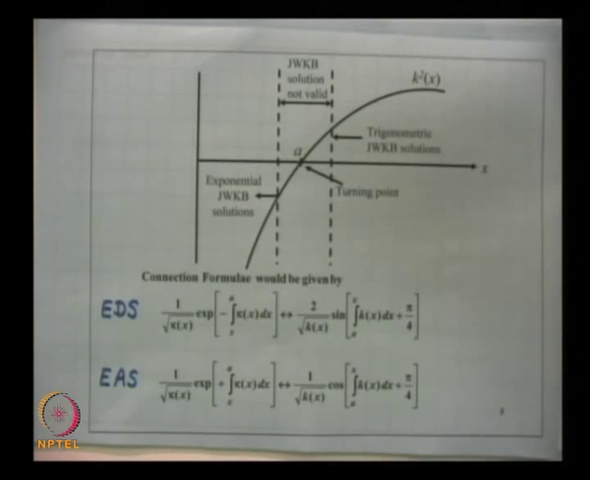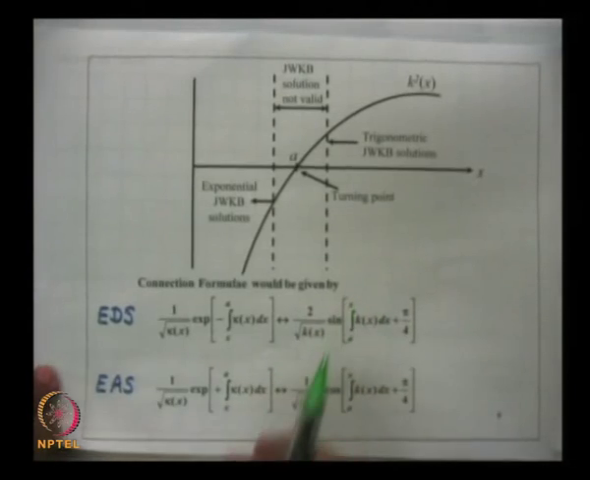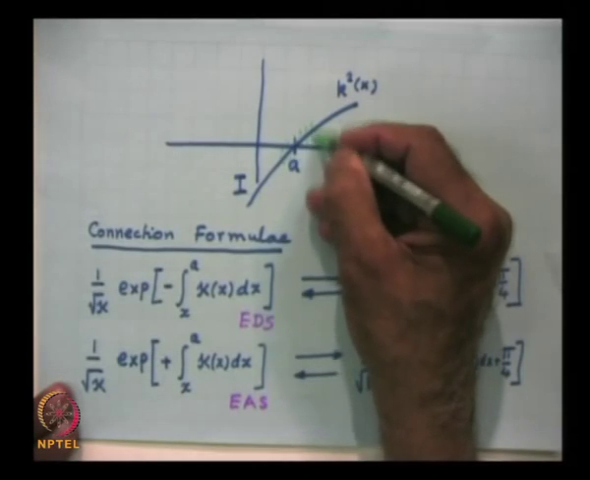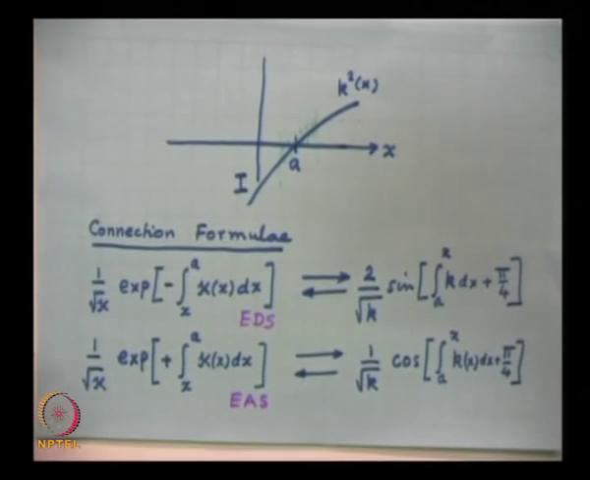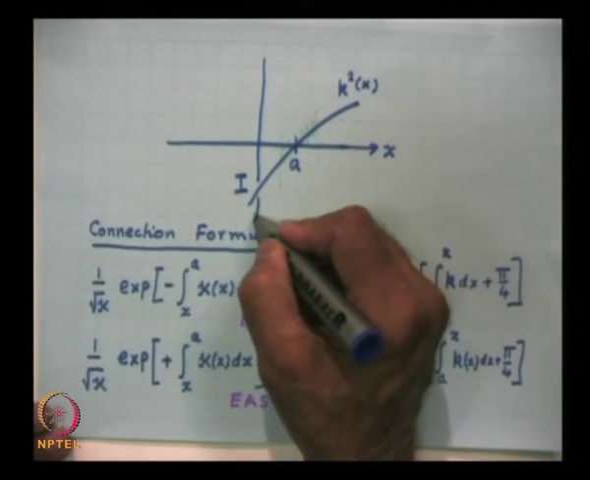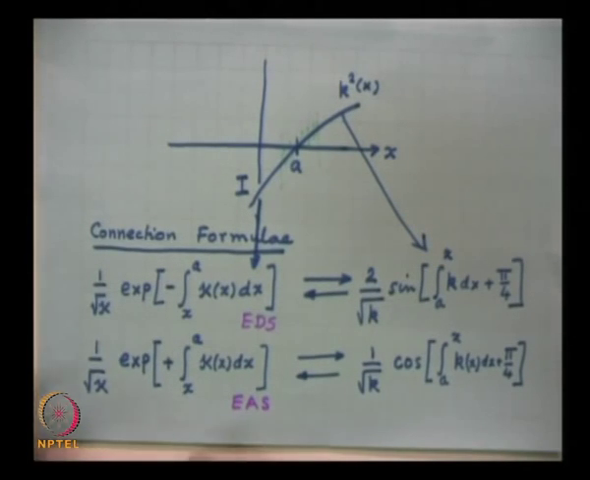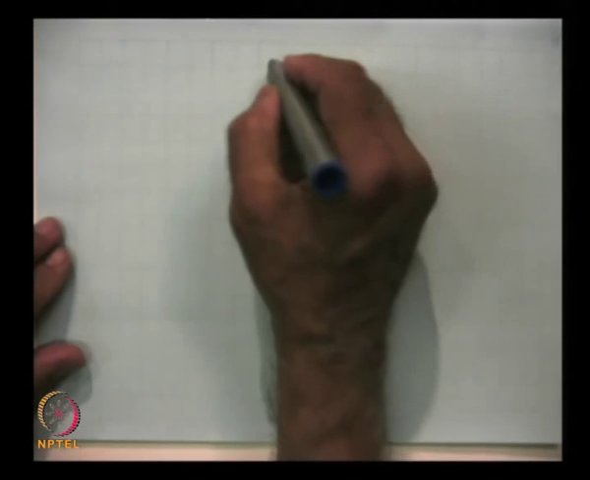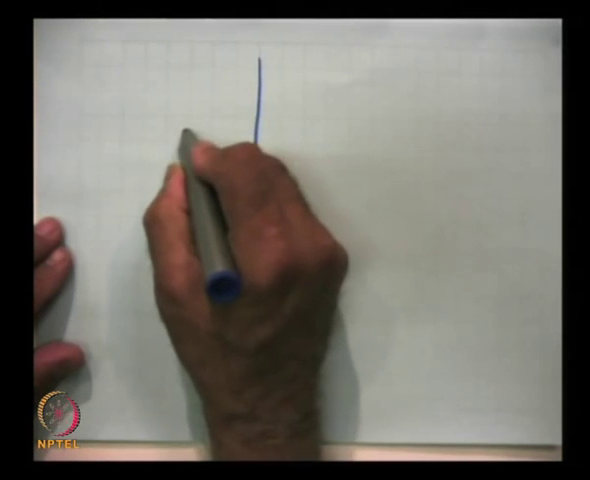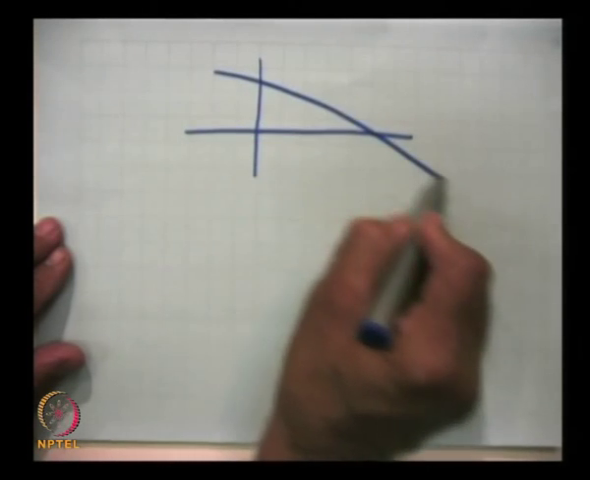1 over root k, that goes over to the... I have not given you the proof of the connection formulae. I hope to give you the proof at the end of the next lecture. But right now, you take it for granted. So, once again, you do not know the solution near this part, you do not know the solution in this part. You only know the solution far to the left of the turning point. So, these are the solutions, and these are the solutions far to the right of the turning point. What happens if I have a k square of x variation in which there are variations like this?